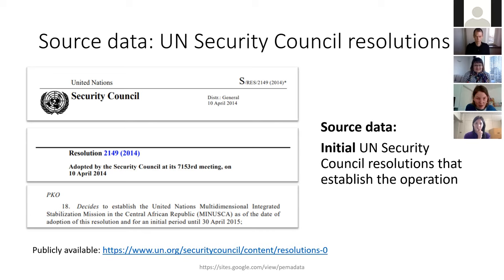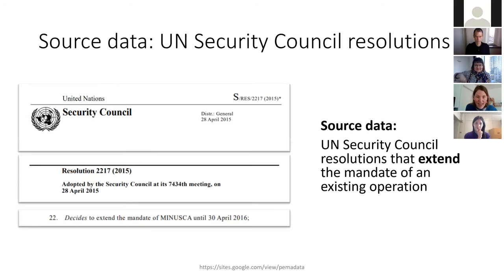to like 1 year. And then we also code UN Security Council resolutions that extend the mandate of an existing resolution, like the one shown here again for MINUSCA. And this resolution reads that the UN Security Council decides to extend the mandate of MINUSCA for another year.